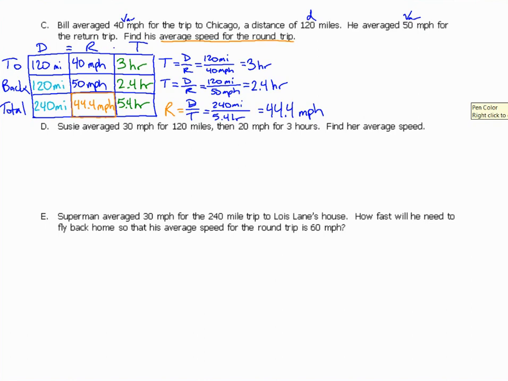Remember, we can't average averages. If we were to average the two speeds, the speed to Chicago and the speed back from Chicago, we would not have found this answer. In this particular example, they would have been close, but it would have been wrong. It's 44.4.